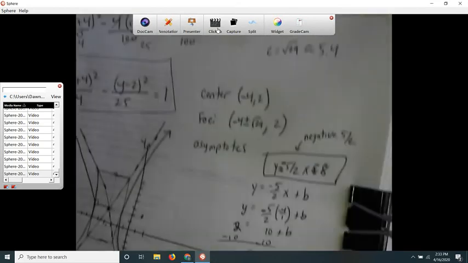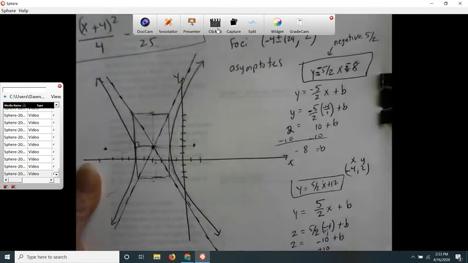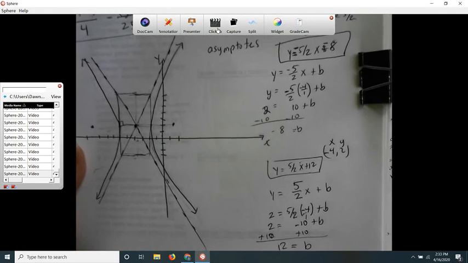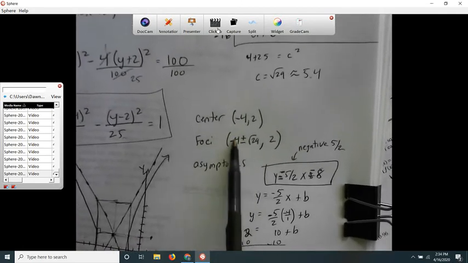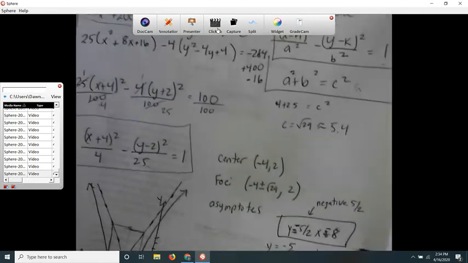So I hope that makes sense. I think we've answered all their questions. So yeah, there's the center, there's the foci, and there's the asymptote.